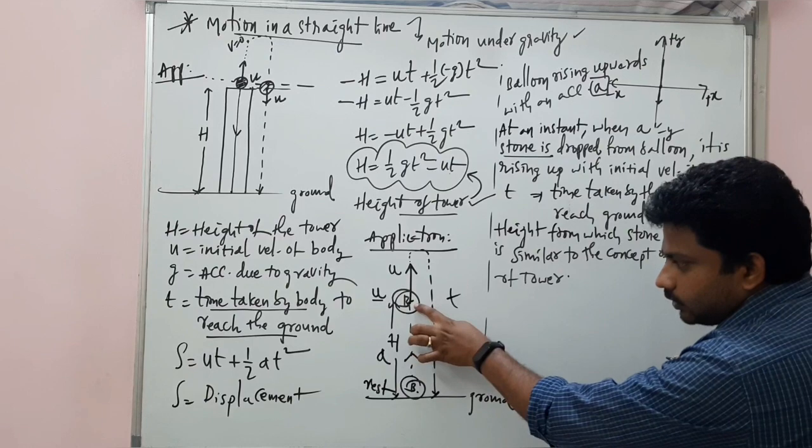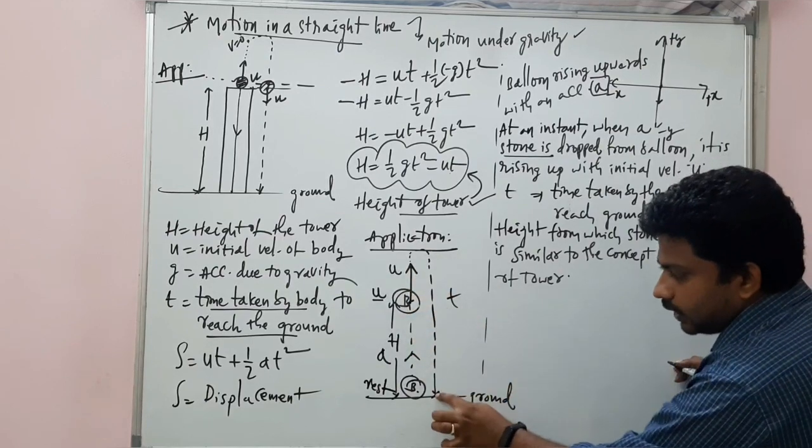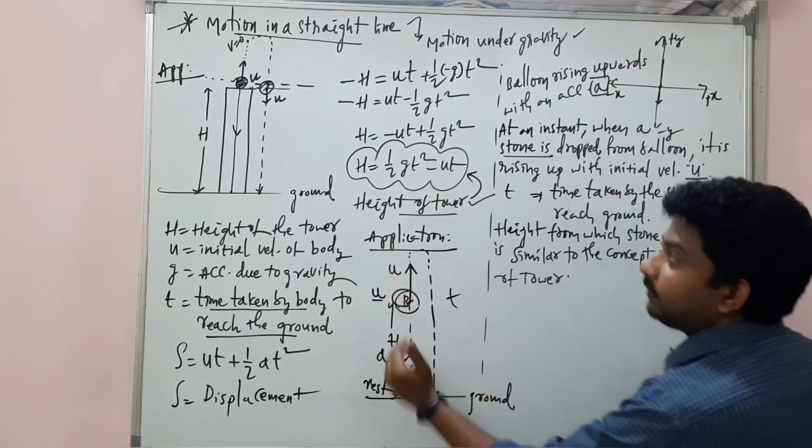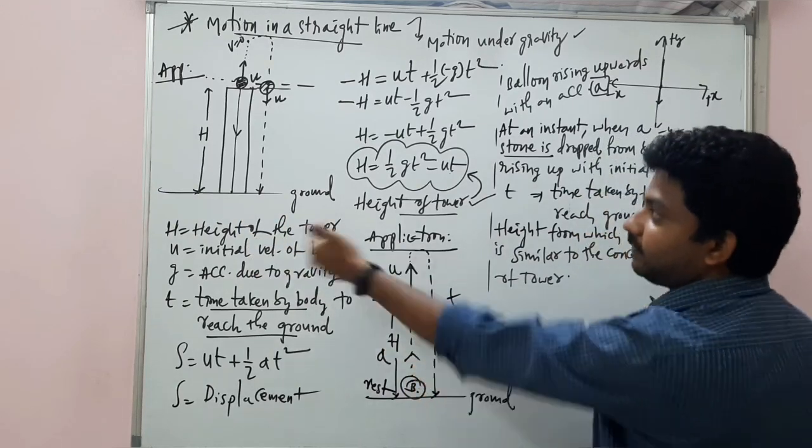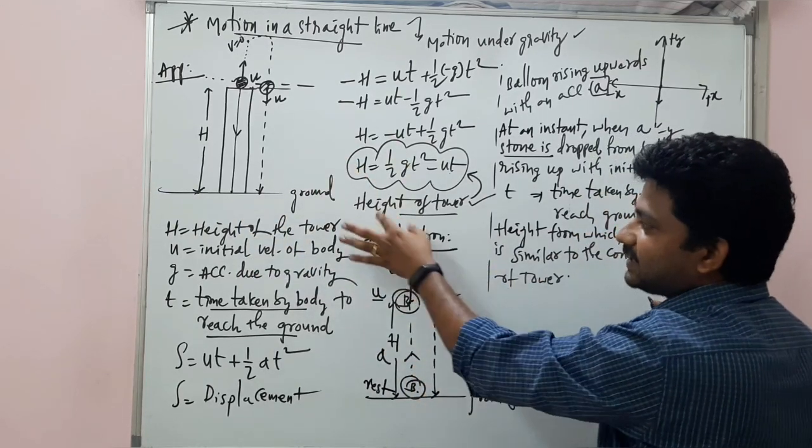From this height, the stone is dropped. Understand? But it follows the previous case. What is the previous case? The previous case is the height of the tower.